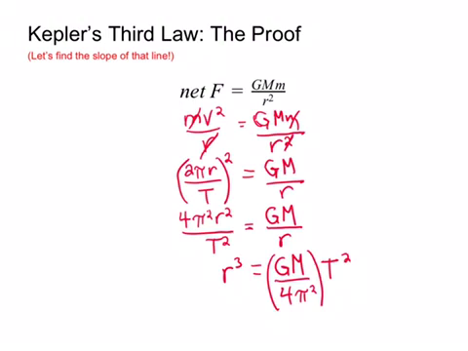So basically, if you knew the radii, or the average radii of each planet's orbits and the year on each planet, you could find a way to calculate the mass of the sun based on this expression here.